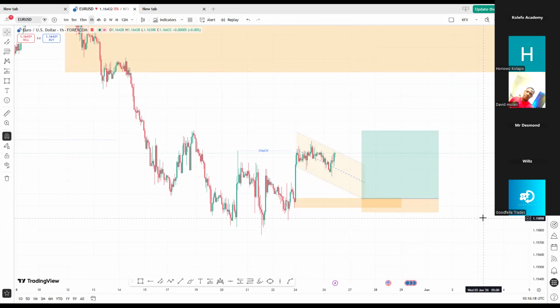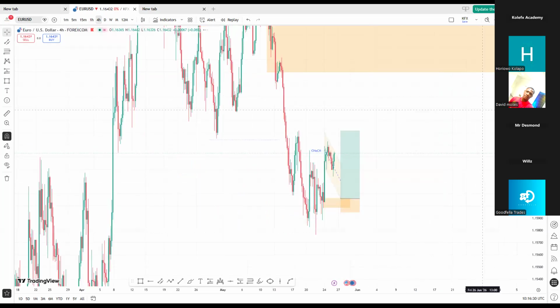So for those of us who scalp or do day trading, take note of this movement on Euro USD, which I've already shown what I want to do in the bigger picture. All right.